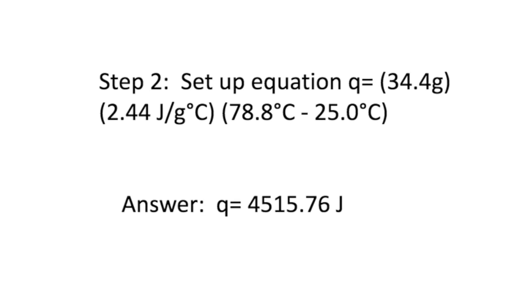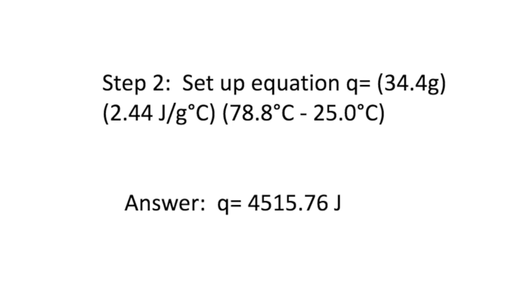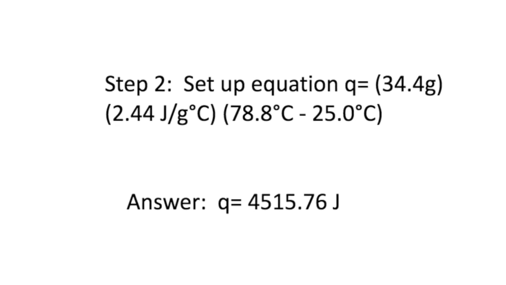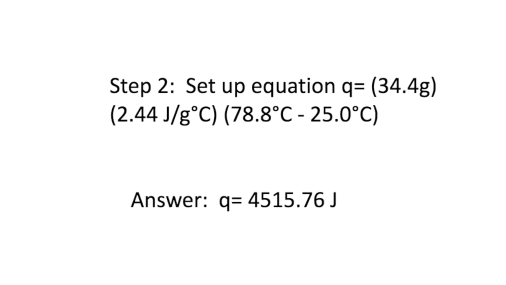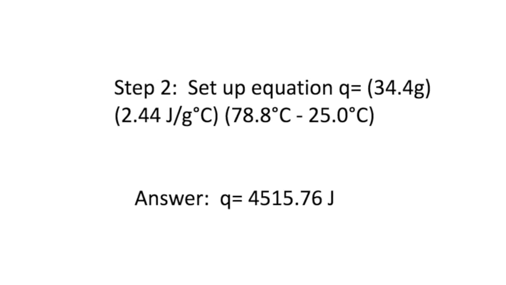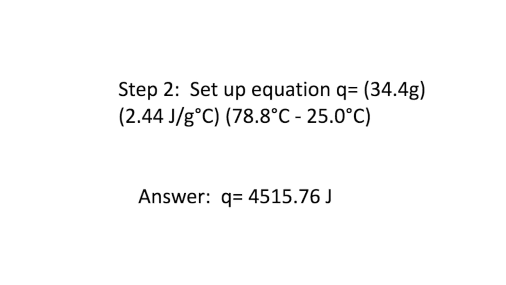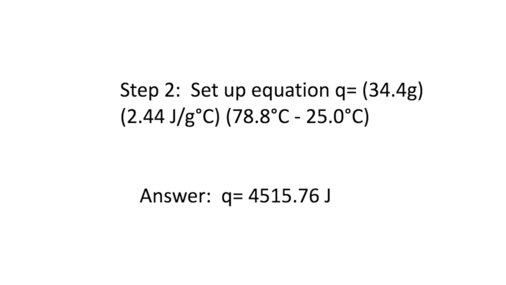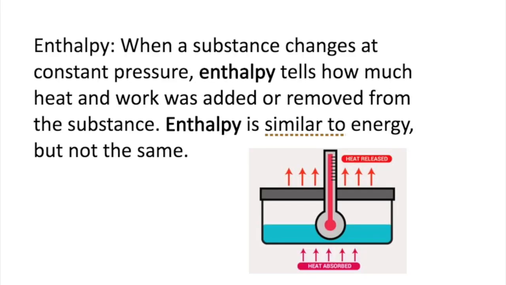Step 2 will be setting up our equation, so we'll go Q equals (34.4 g)(2.44 J/g)(78.8 degrees Celsius minus 25.0 degrees Celsius). You plug that all into your calculator, and for a final answer, you should get Q equals 4,515.76 joules.